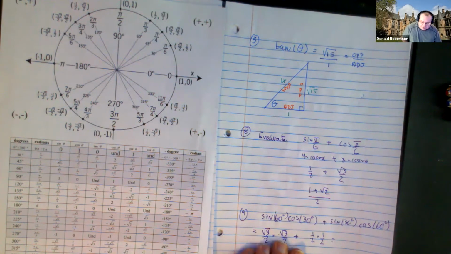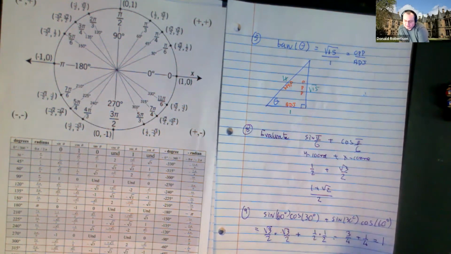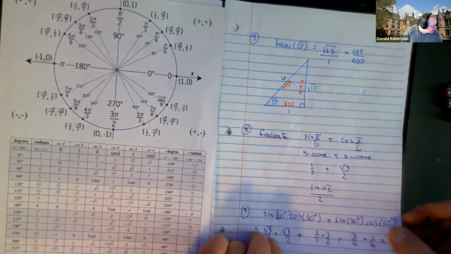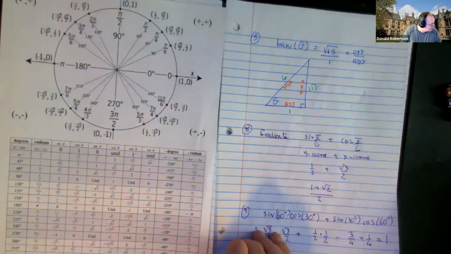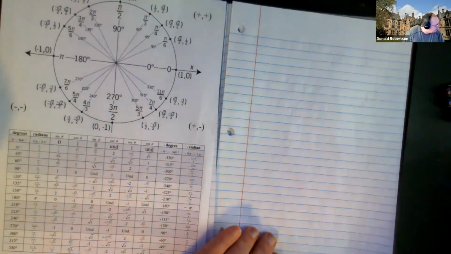Now, square root of 3 upon 2 times another square root of 3 upon 2 gets you 3/4. And 1/2 times 1/2 gets you 1/4. Oh, isn't that amazing? The answer is 1. So that's a different kind of puzzle. Find the exact value of something, right? By basically using your unit circle. So we got any more of these guys?